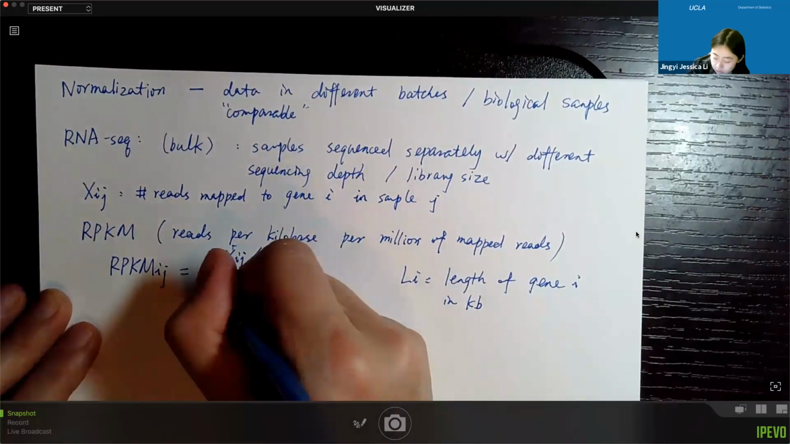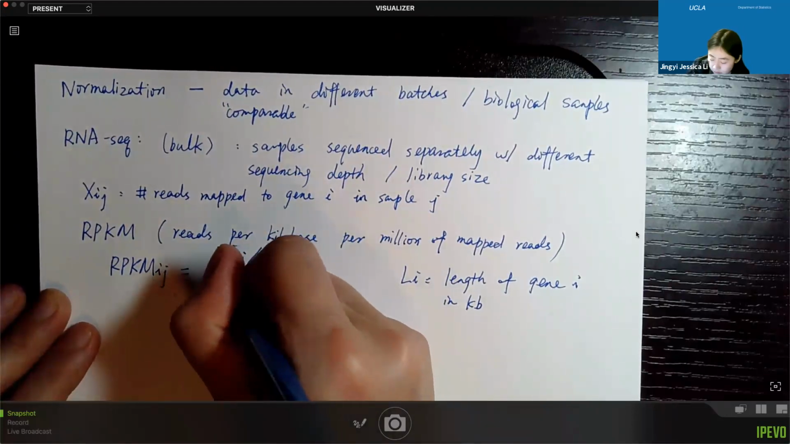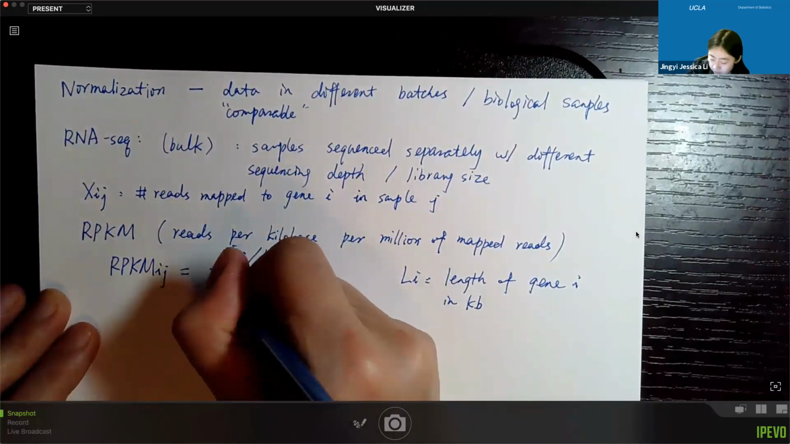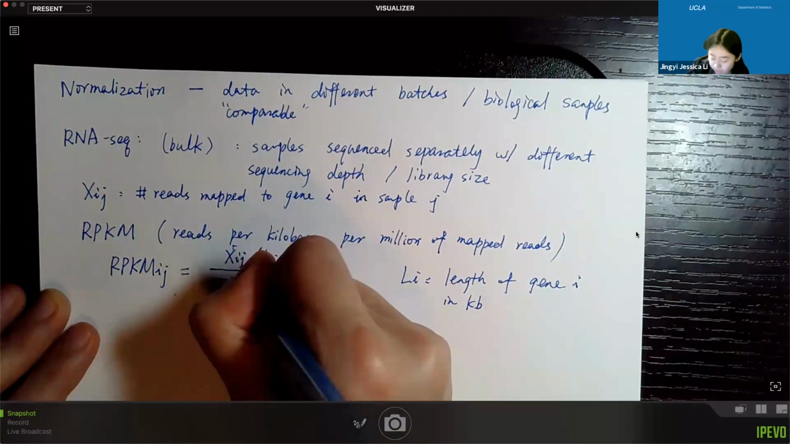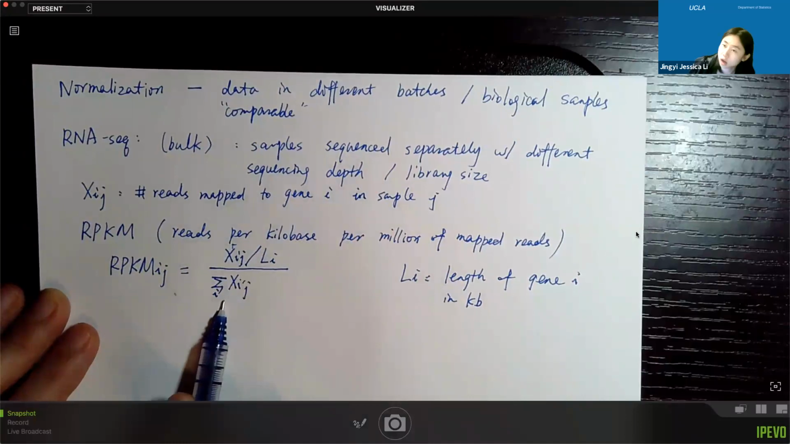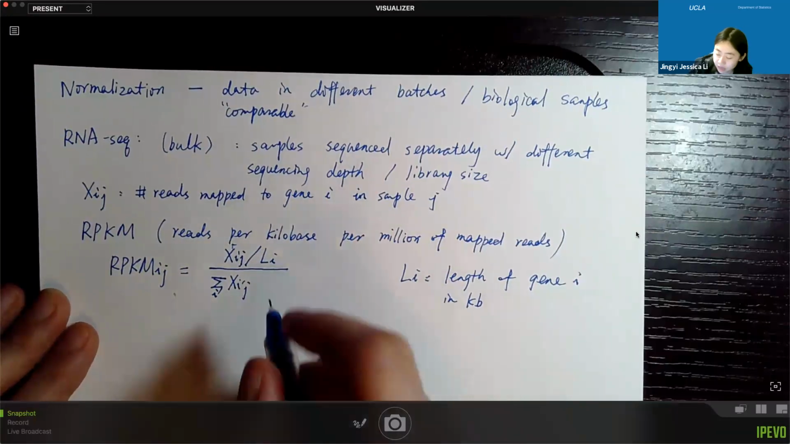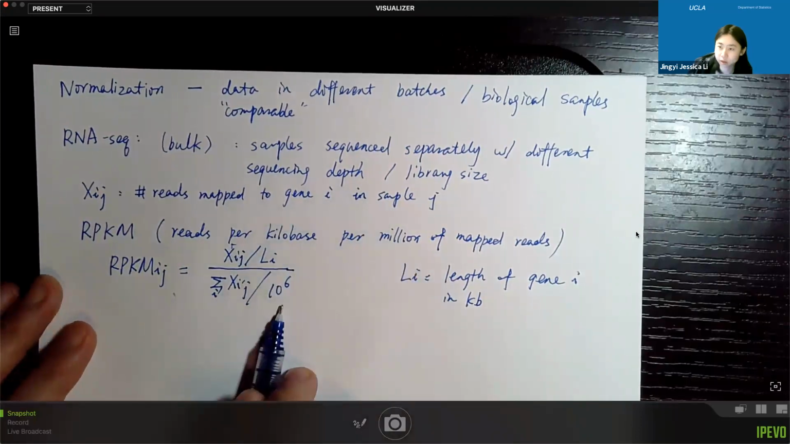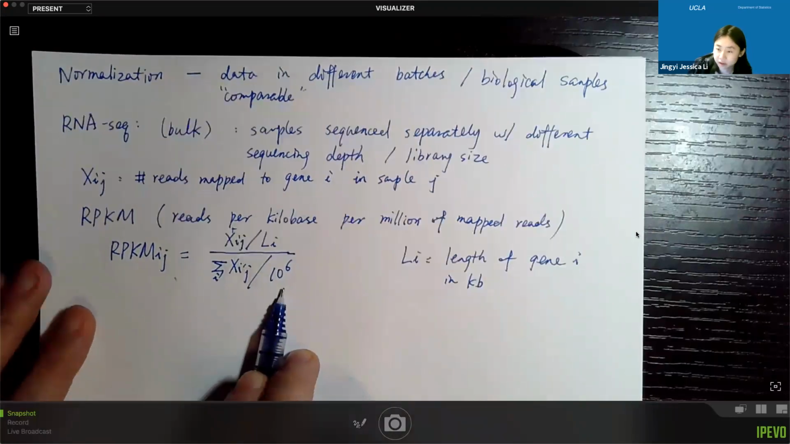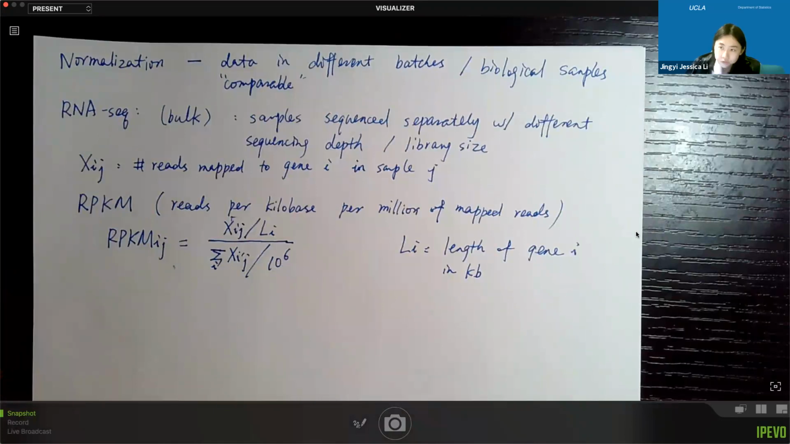So here you are going to take the summation over i, maybe I call it i prime, X_i'j. So you take the sum over all the genes in sample j, and you divide the sum by 10 to the 6th. That corresponds to 1 million. So if you do that, you can convert the read count into an RPKM.